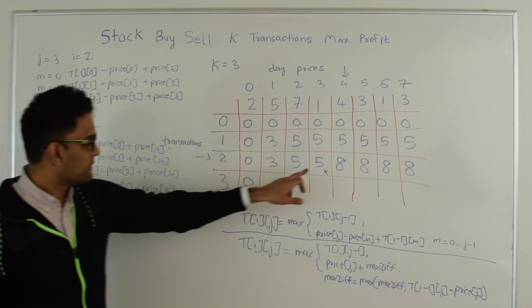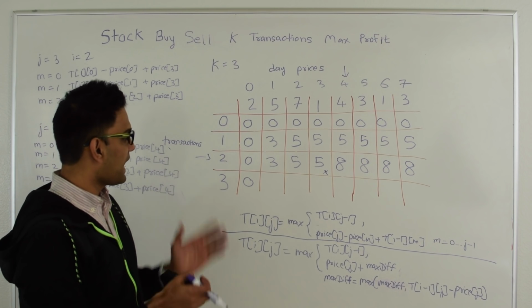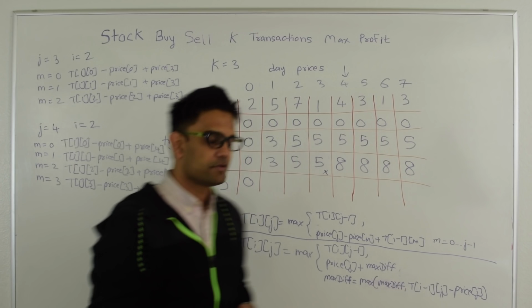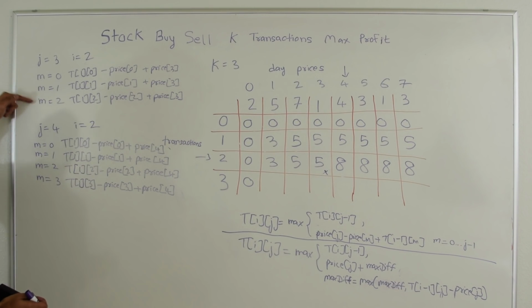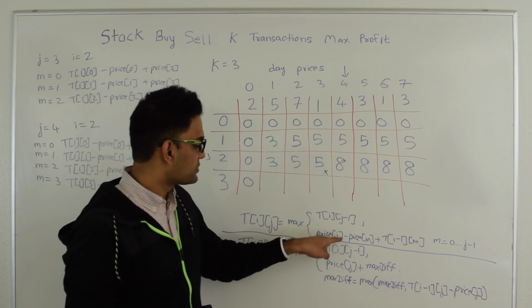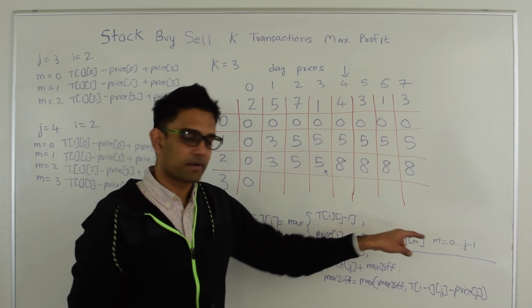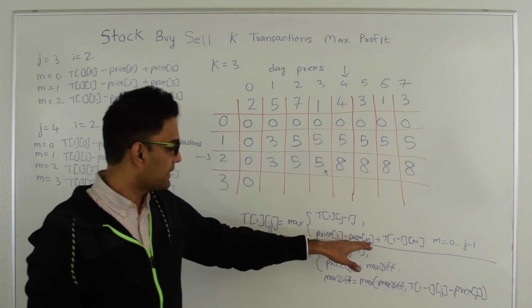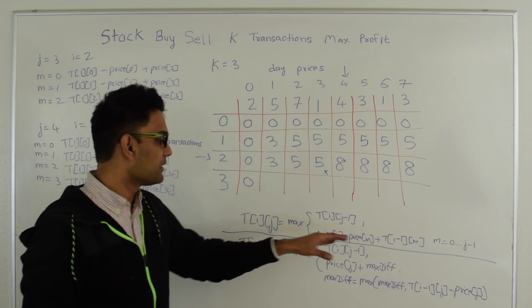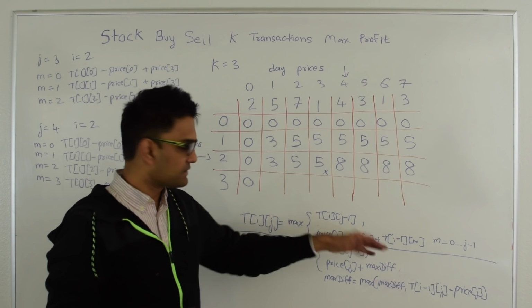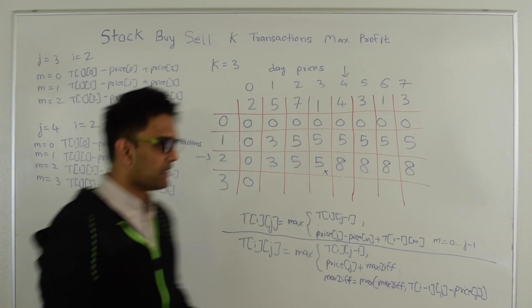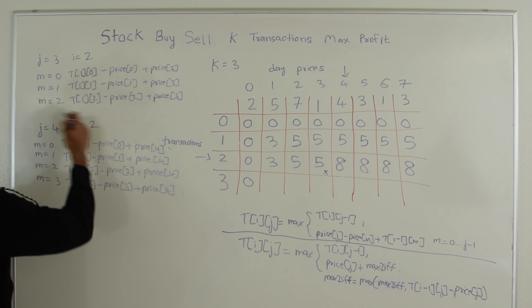So to get this, what we did was we tried M using this old formula. We tried M 0 to 2. So M 0 to 2, and in there we set price of j minus price of M plus T of i minus 1 M, because we were selling at price j, buying at price M, plus the best we could have done with one less transaction, so T of i minus 1 till nth day. So this is exactly that.